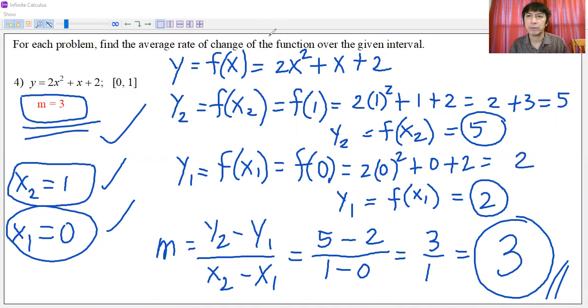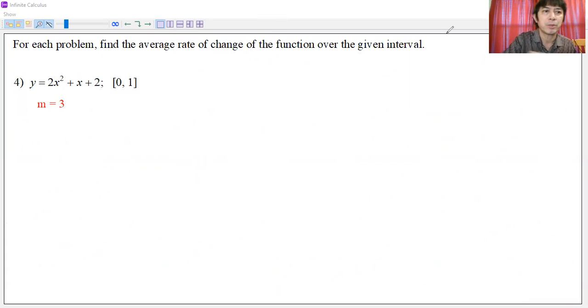So m is equal to 3. All right, so that completes our number 4. Let's continue with the next number. Let's have the number 5. Let's clear the screen. I hope number 1, 2, 3, and 4 are clear to you. Let's continue with the next number.